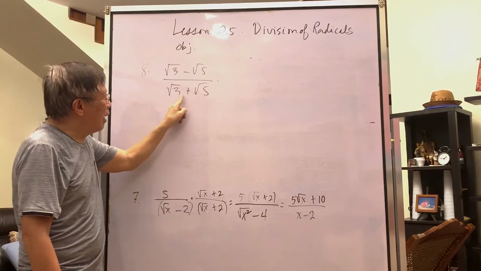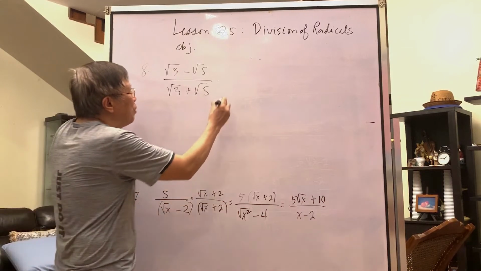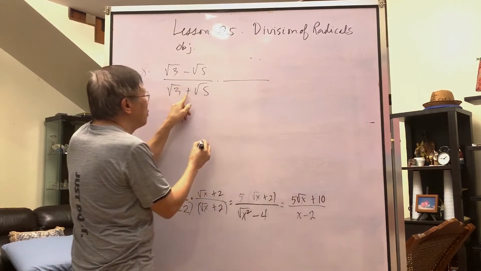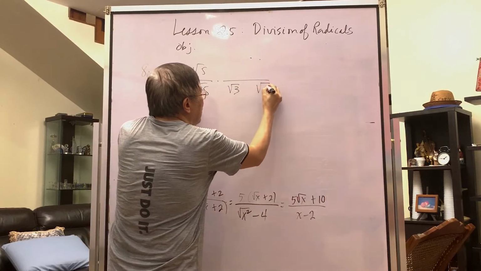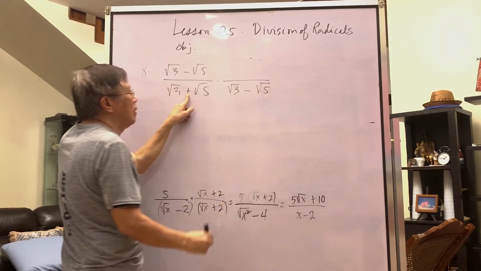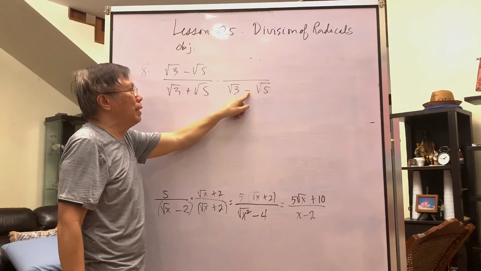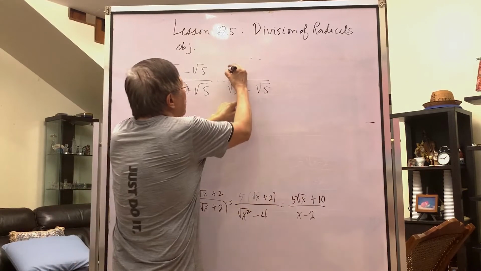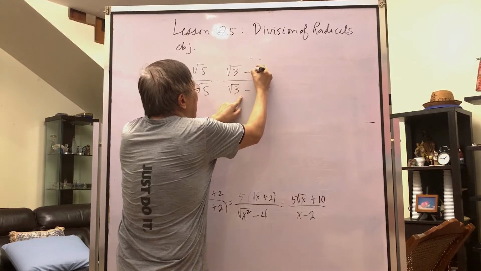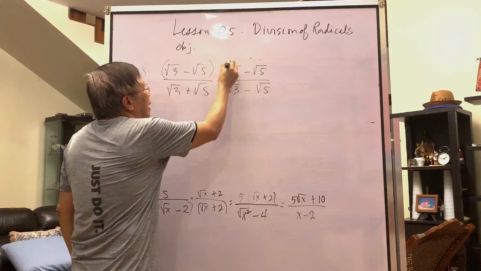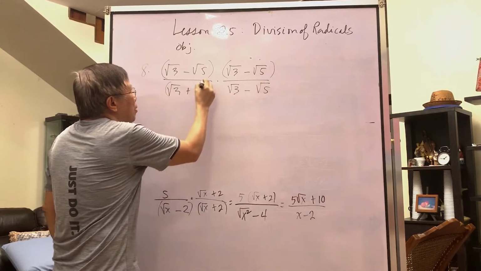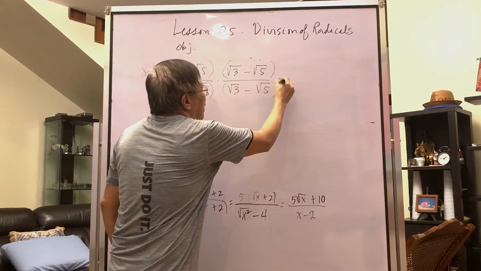So I will be concerned with the rationalizing factor of the denominator. This is again a binomial, so I need the conjugate of that binomial. The conjugate will be exactly the same numbers except for the sign. So this is plus and that's a minus. And you also have to multiply the numerator with that same expression. So we have now a binomial times a binomial over a binomial times a binomial.